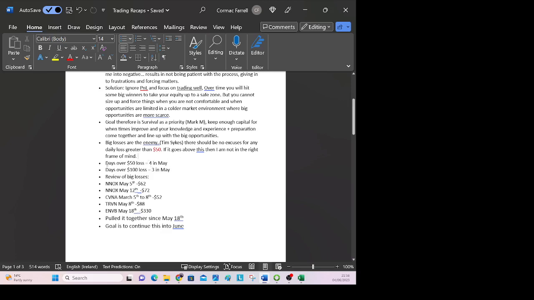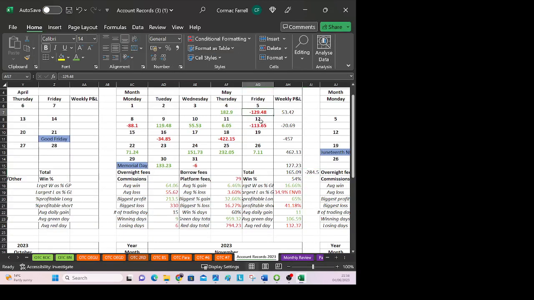So this is the problem that I've had in May. Days over $50 loss, 4 in May, and days over $100 loss were 3 in the month of May. So this is not good enough, and not good enough going forward. Especially this day, and obviously this day, it's just not acceptable.